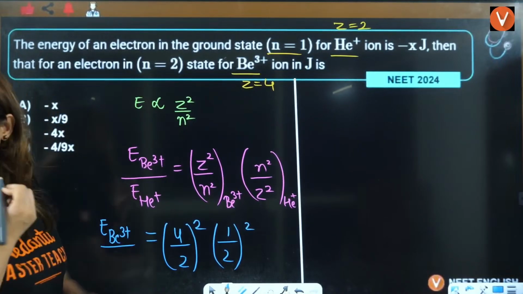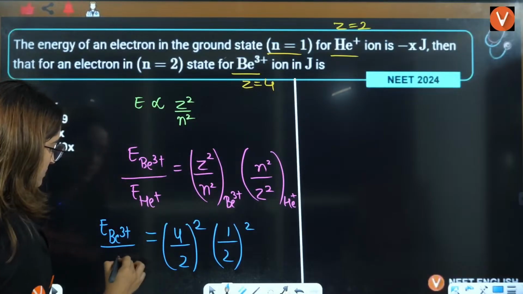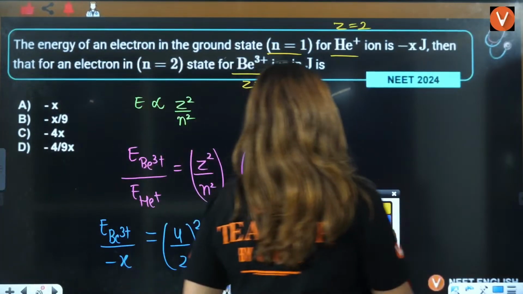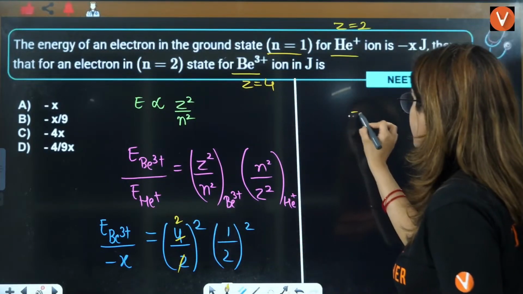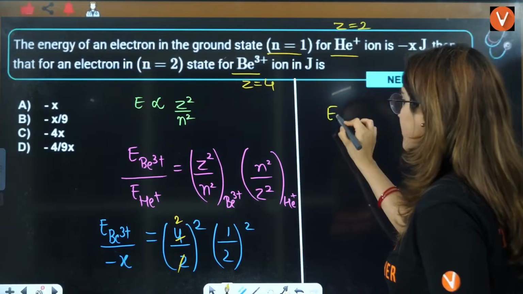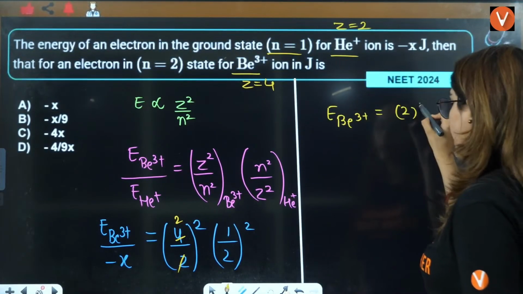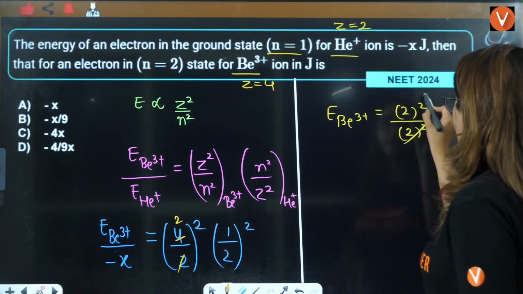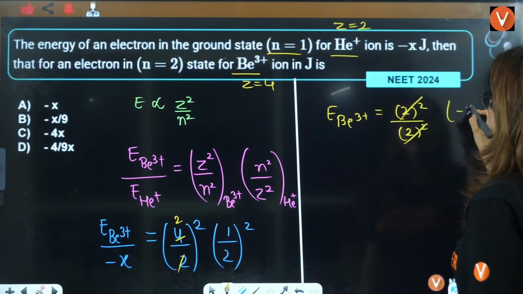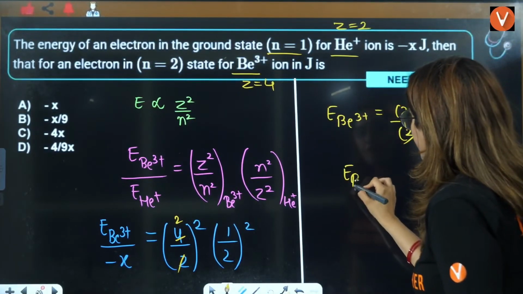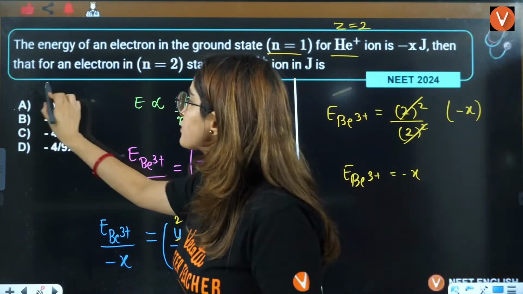Very good, students, write it down in the chat box. What is the answer? For helium positive they have given minus x. Now you can see this will cancel out as 2. So the energy of beryllium 3 positive is going to be 2 square over 2 square, which cancels out, times the energy of helium positive, that is minus x. So the energy of beryllium 3 positive is going to be minus x. That is the correct answer.